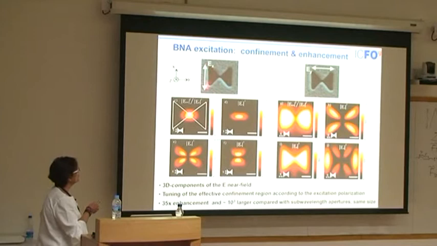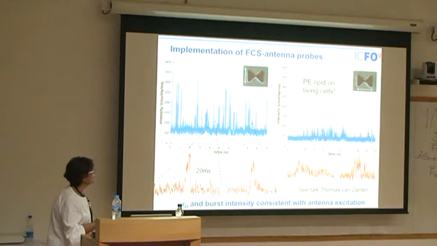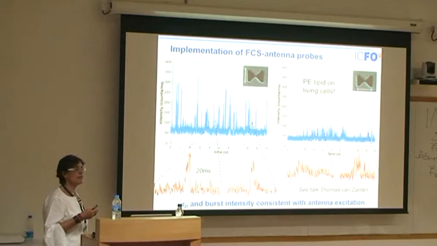So we have this spot essentially in here with an amplitude which is 35 times larger, plus another trick that I cannot explain to you now, in which we have a very large enhancement. And let me just go to results that Thomas in his talk would expand on, but now we are able to really have enough intensity using these antennas and being able to record with much higher temporal resolution the diffusion of components on the cell surface.